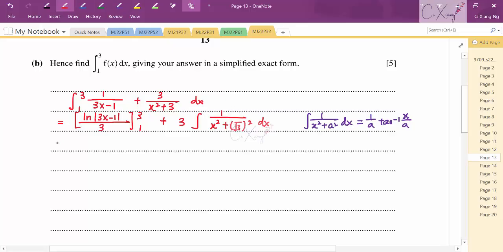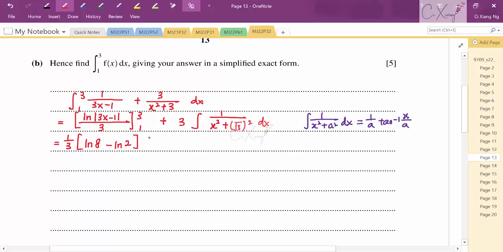Okay, so now let's put in the value 1 over 3. The 3 here is a constant, usually I prefer to take it out. Then I substitute the value 3 into the x here. I'm having 3 squared, which is 9. 9 minus 1 is 8. Substitute 1 into the equation here. I'm having ln of 3 times 1 is 3, minus 1 is 2.